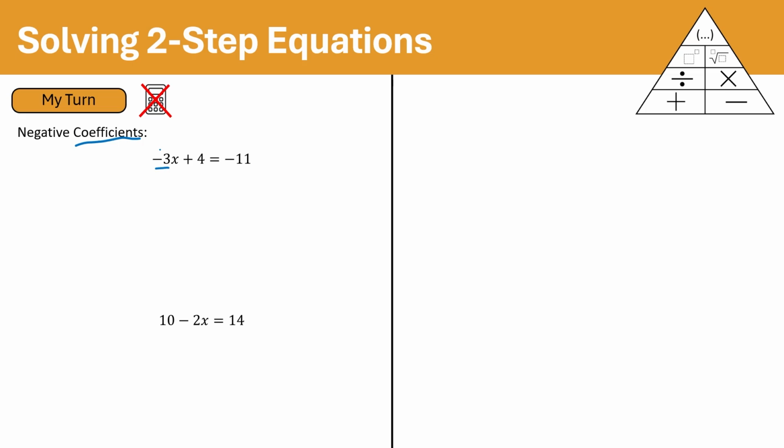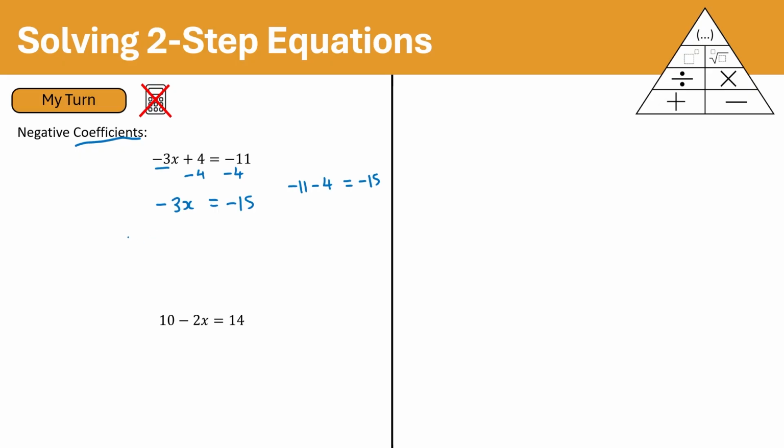It means the number that's in front of my x term. I'll start off by subtracting 4 from both sides. On the left-hand side, that's going to leave me with negative 3x. And on the right-hand side, I'm doing negative 11 subtract 4. While I'm getting more negative, this gives me an answer of negative 15.